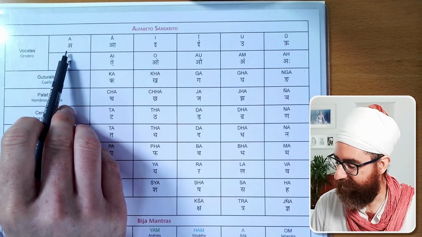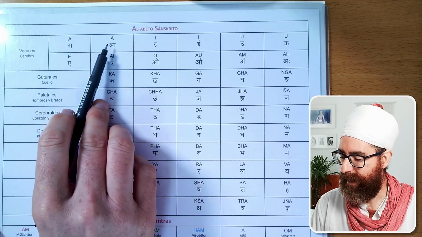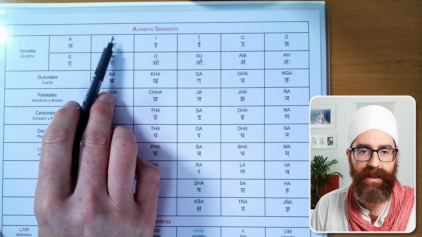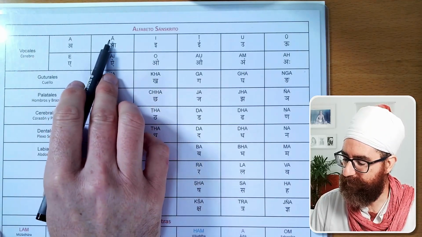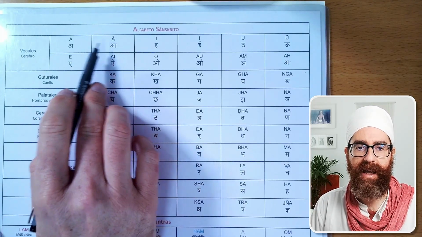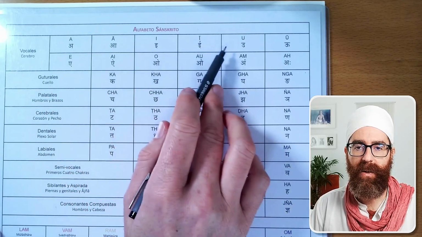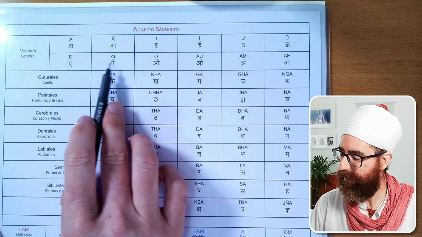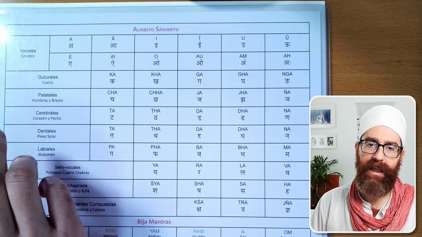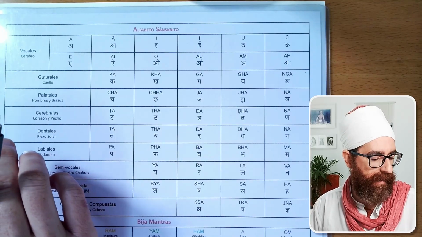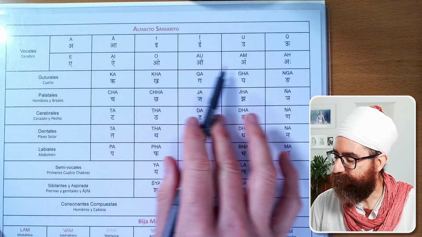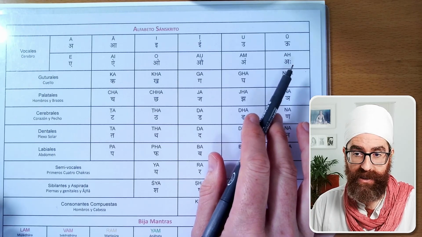So we have the A, and this A with a little slash on top. Unfortunately, you cannot see it very well in this paper, but it's like an A with a dash over it. So this means a long A. A, I, U, and then I, O, au, ah. Okay. So these are the 12 basic sounds which are considered vowels.